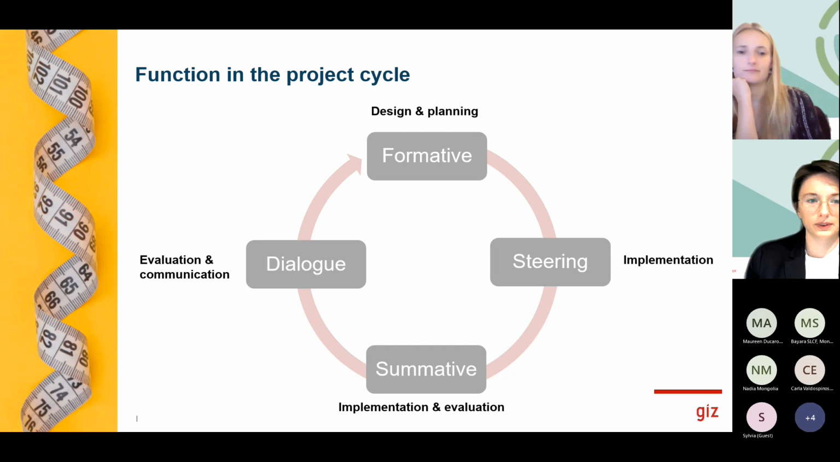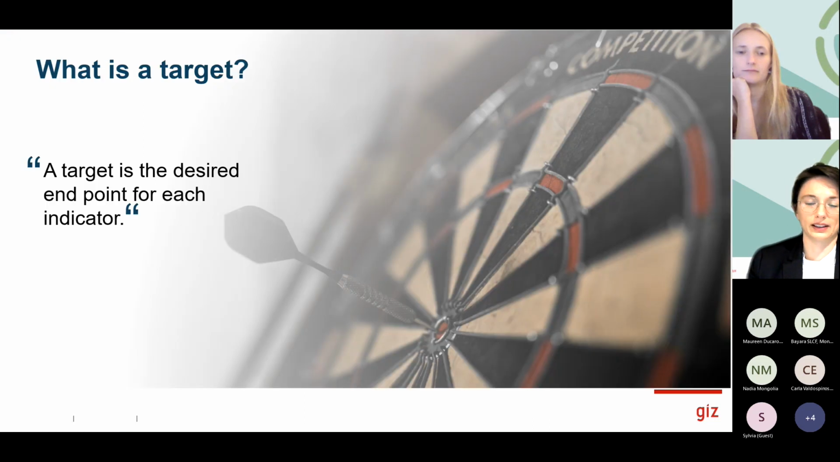Okay, after you set your baseline value, you have to identify a target value. Okay, what's a target? A target is the desired endpoint for each indicator. So target values should ideally be disaggregated, if relevant, so by sex, by geography, by age, by sector, whatever is applicable. And they should be time specific. That means it has to be clear when the target is expected to be met. So is it next month or at the end of the project?